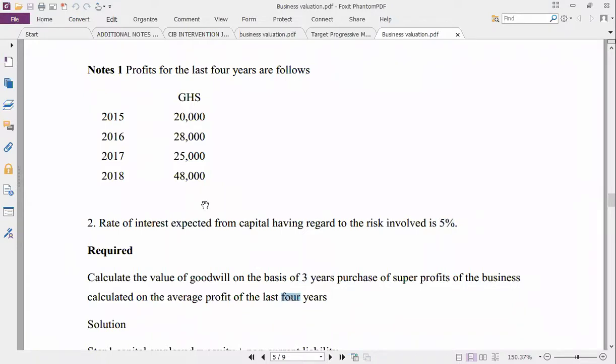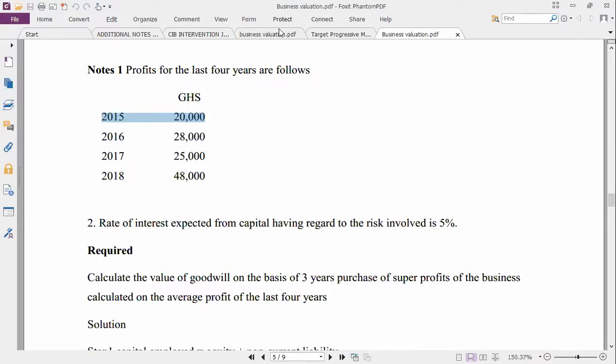What will be the average profit for the last 4 years? You sum all the last 4 years profit together, then you divide it by 4 because they are 4 in number. If there's a loss in there, kindly subtract, you are done.